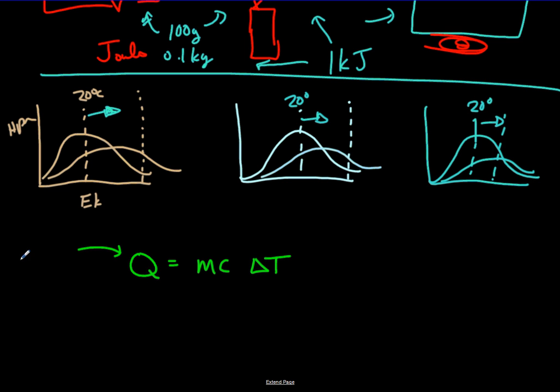Well, Q is the symbol for heat energy. So in this case, Q is going to be that 1 kilojoule we put in. M is the mass of the substance that we're putting heat into. Delta T is how much the temperature changes, and that's what we're interested in, right? So this is temperature change.